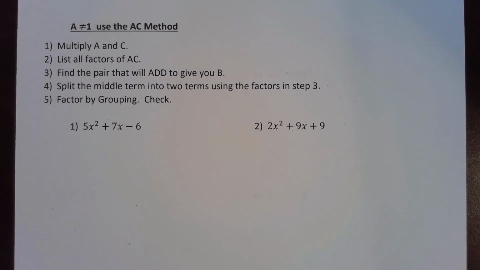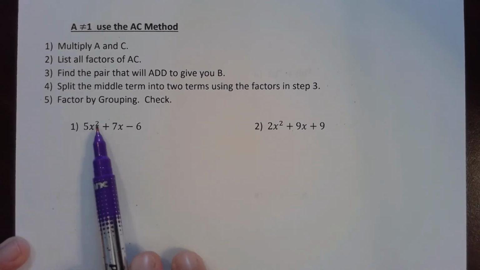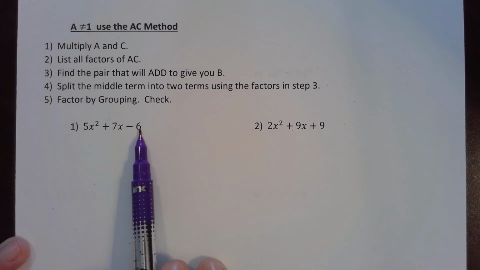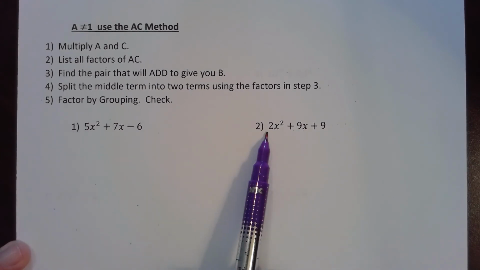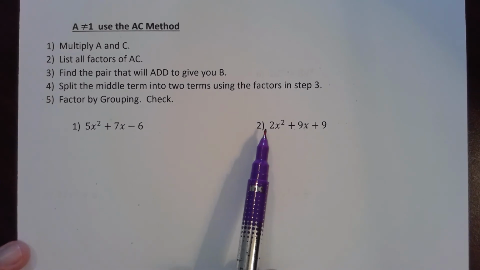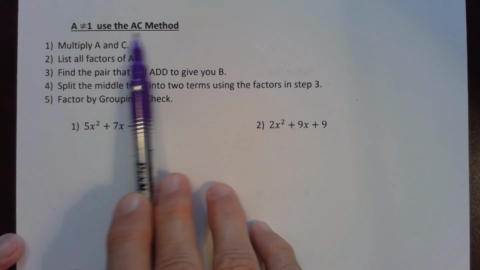Finally, we get to a trinomial where a is not 1. Do you see how we have ax squared plus bx plus c? A is not 1 in either of these problems. So we must do something a little bit different when a is not 1. We use what's called the AC method.